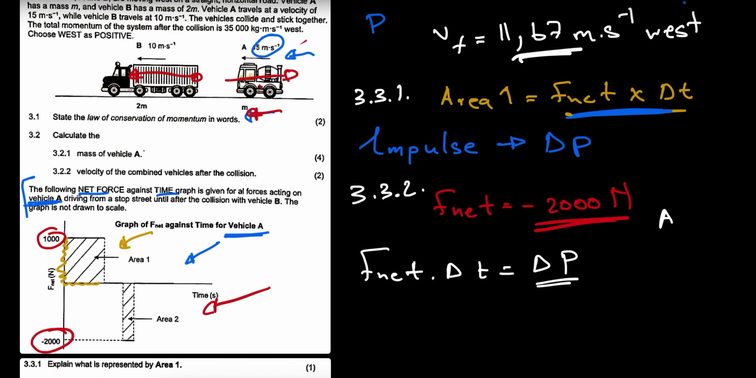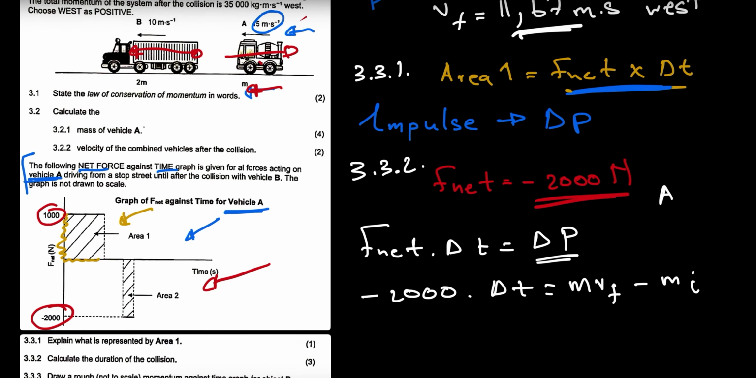So we are going to say the net force experienced by block A, or car A, is negative 2000. And then we have to get the change in time. But what is the change in momentum? Remember, the change in momentum is momentum final minus momentum initial. We know the mass is still the same, so we can take it out as a common factor, but you can also do it like this. You have negative 2000 as the force, you have the change in time, and then what is the mass of the object? Remember, the mass of object A is 1000.